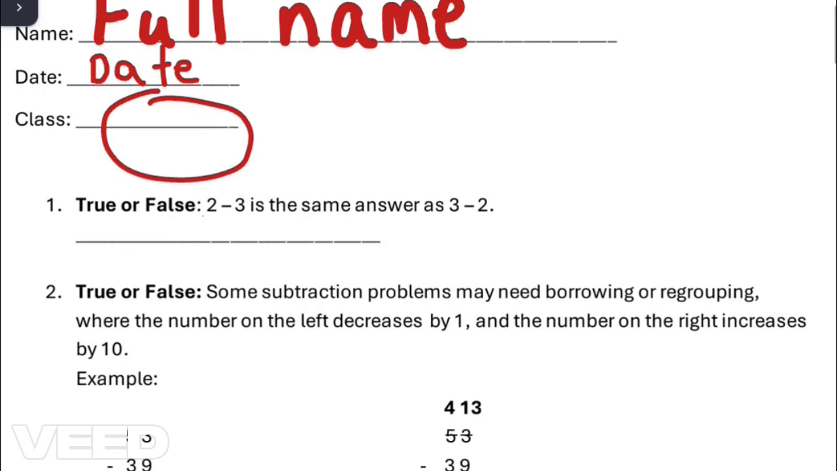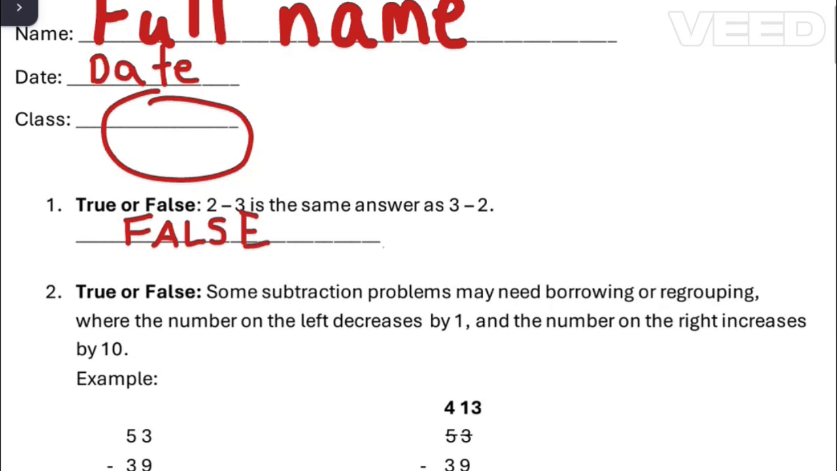We thought that if we switch the order of the numbers that we're subtracting, we will get the same answer. If 2 minus 3 is switched into 3 minus 2, some of us incorrectly thought that we would get the same answer. And that is false, please. 2 minus 3 is not the same as 3 minus 2.